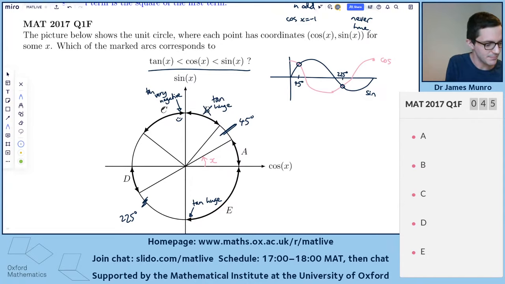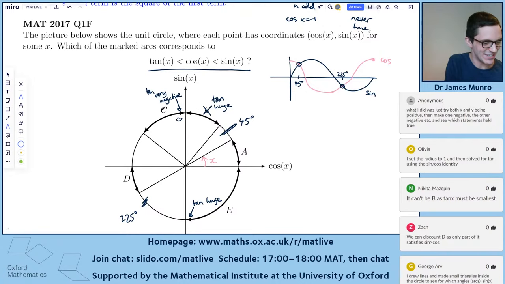Try X and Y both being positive. Does chat agree with me? Are we going to see what's going on? Oh, chat really agrees with me. Thank you, chat. Right, okay, good. Like 93%. Perfect. Good place to pause for a bit, I think.